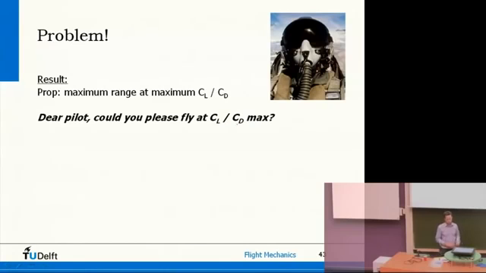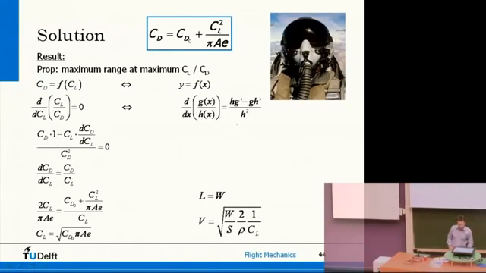Now, you have one problem, which I'm not going to solve today. I'd rather tell you one story before I finish. Of course, you want to fly at a lift over drag coefficient which is maximum. But you can't just say to somebody, please fly at the minimum drag condition. You have to calculate the actual airspeed that belongs to that condition. But let's do that next week. I just want to show you one story before I finish. Let me find the sheets.